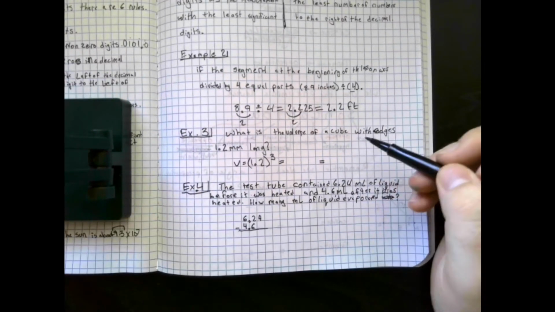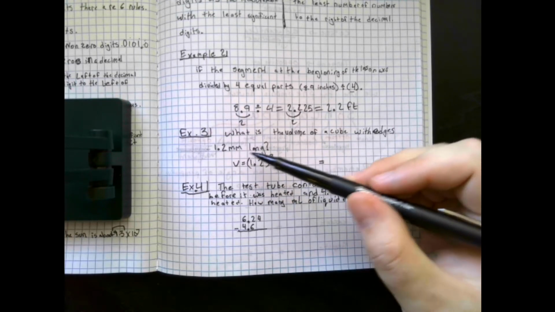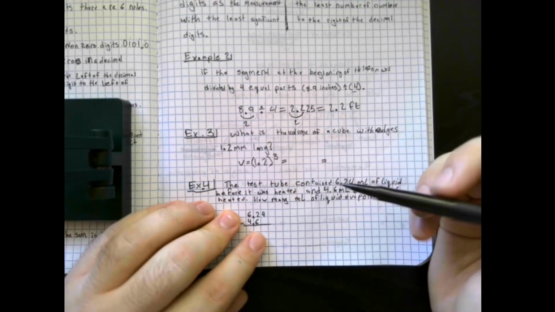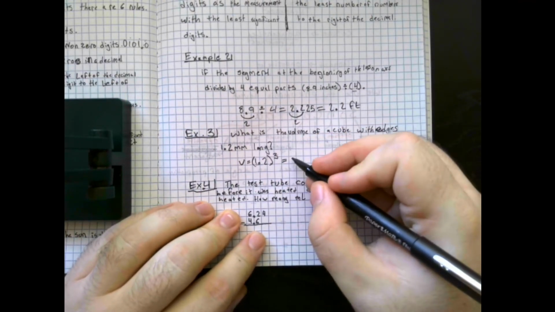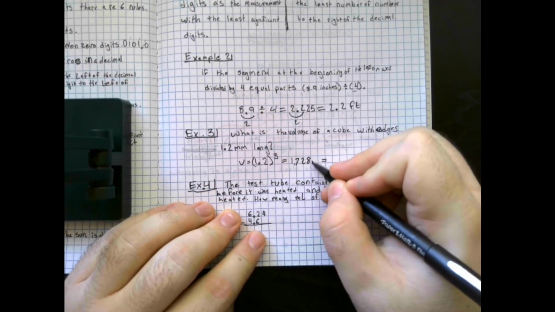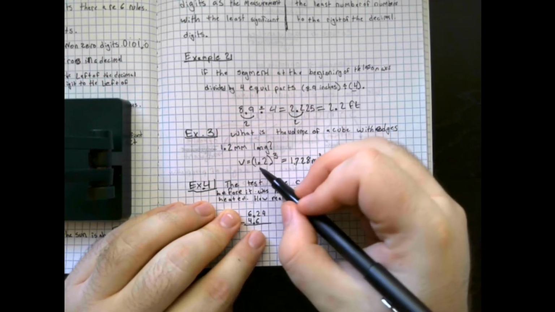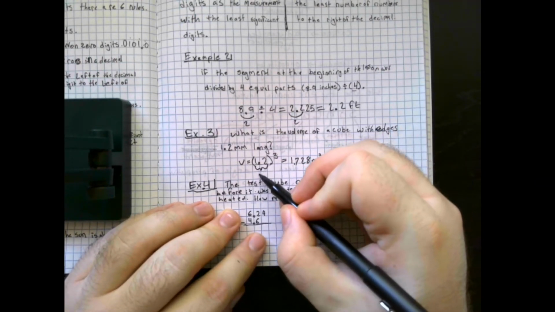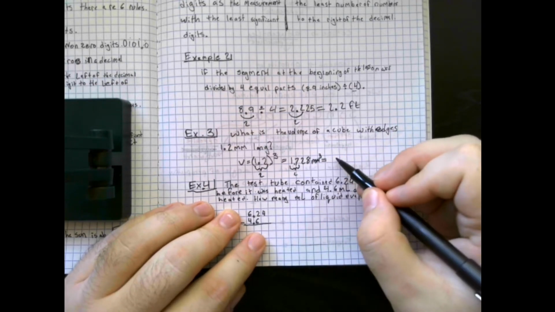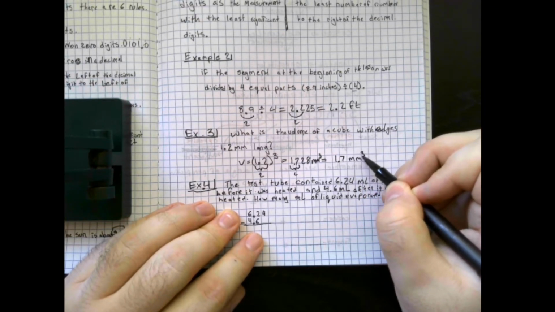What about the volume of a cube with edges 1.2 millimeters long? Well, volume is the edge cubed. So 1.2 times 1.2 times 1.2, that would give you 1.728 millimeters cubed. But again, there are only 2 significant figures. So that means it would be 1.7 millimeters cubed.